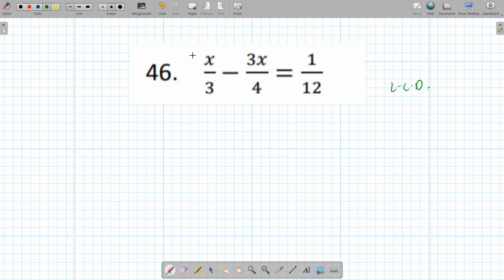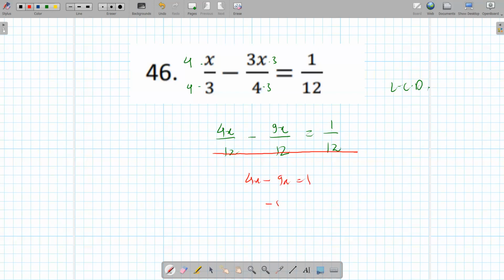12, right? So you need to multiply this with a 4. Do that on the bottom, do that on the top, multiply this with a 3, like that. So you get 4x over 12 minus 9x over 12 is equal to 1 over 12. And if you have the same denominator across the board, you can just cancel them out. So you get 4x minus 9x equals 1, which is negative 5x equals 1. Now what do we do on both sides? You divide by -5. Right, so x is equal to 1 over negative 5, and you're done.